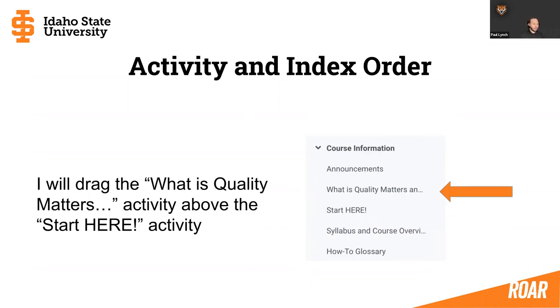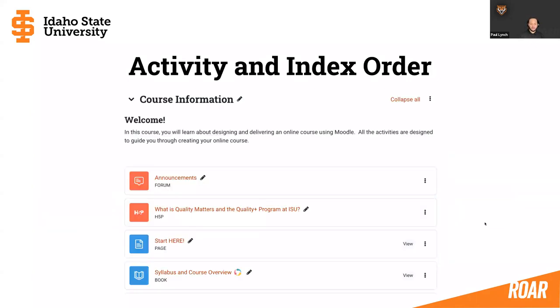Because I'm changing the order of activities in the course index, these changes will also appear in the activities listed in the middle course sections part of our screen. And that'll be this middle part of your course. Let's say I want to move the What is Quality Matters activity back to its original location. What I can do is from the course sections, I can grab that activity and move it back to its original location.